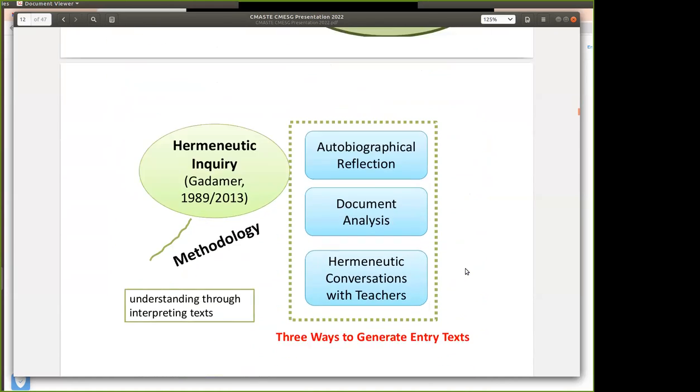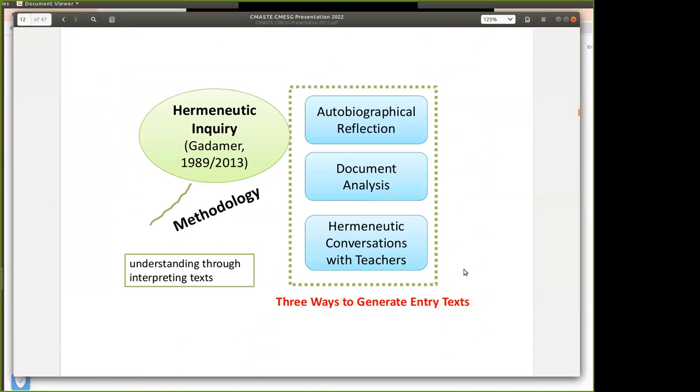Next, I'm going to talk a little bit about hermeneutic inquiry, which is my methodology. Hermeneutic inquiry is interested in interpretation. So it tries to understand through interpreting text. And there are three kinds of entry texts for my study. The first one, autobiographical reflection, is where I reflect on my learning and teaching experience, mostly focusing on my experience with reviewing.